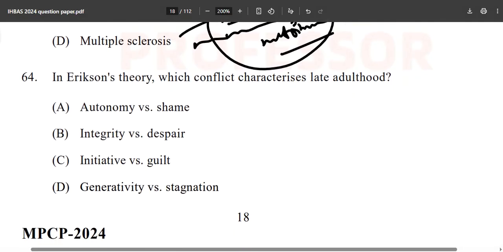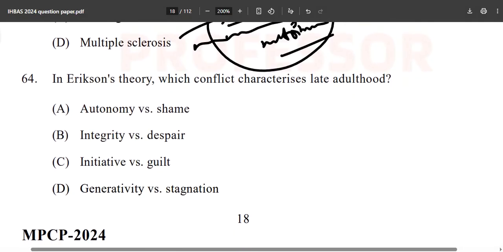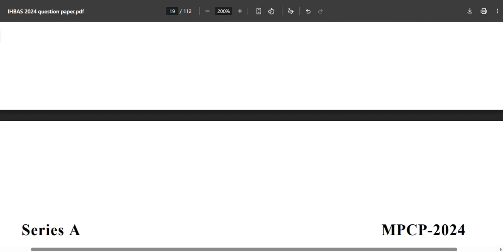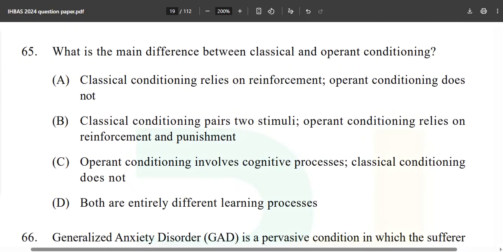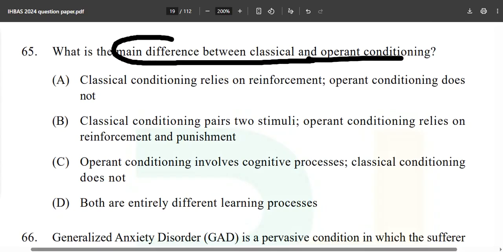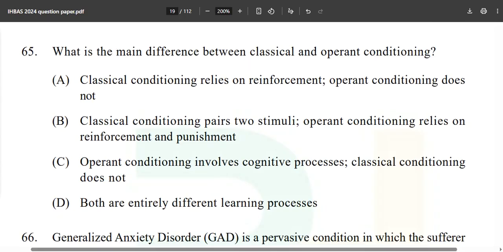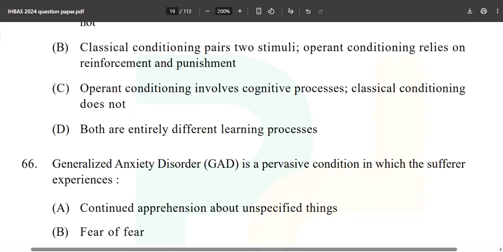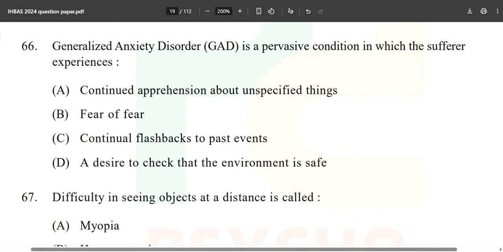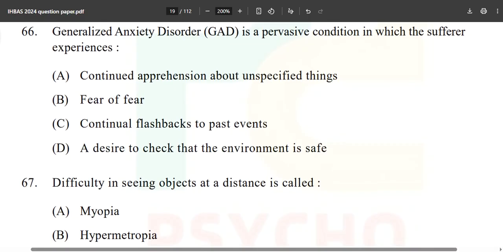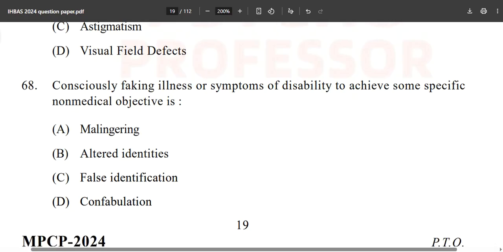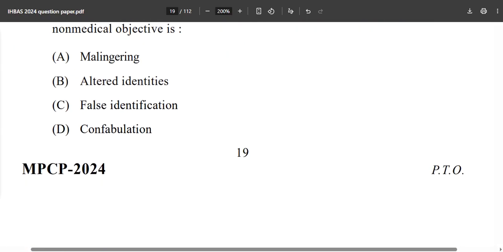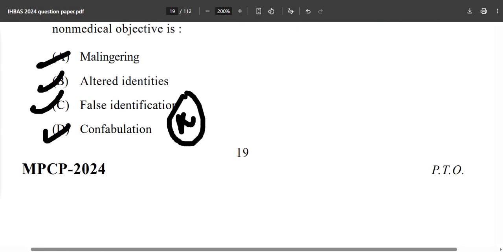In Erikson's theory, which conflict characterizes late adulthood? This question also is only from those books. See what simple questions they are asking. What is the main difference between classical and operant conditioning? You have to answer only the basic stuff. This is your general psychology portion. I mean, not general psychology, this is your general master's PG level question. Generalized anxiety disorder is a pervasive condition, difficulty in seeing objects. You can also see confabulation and all these things in the N book and F book.